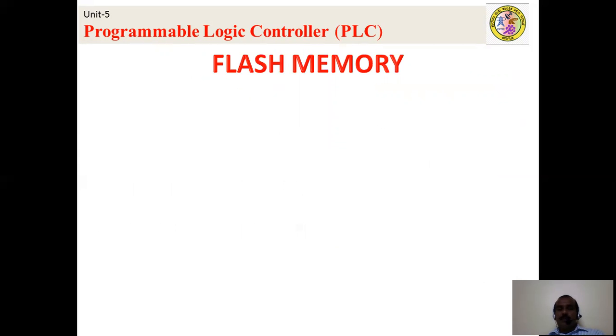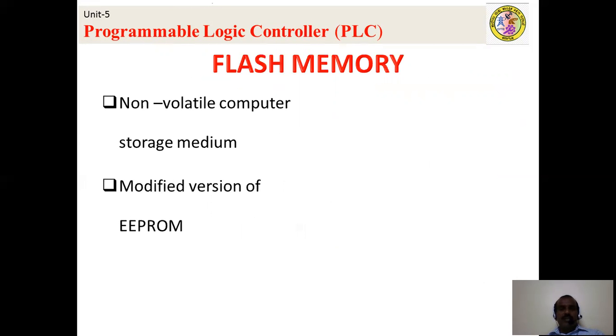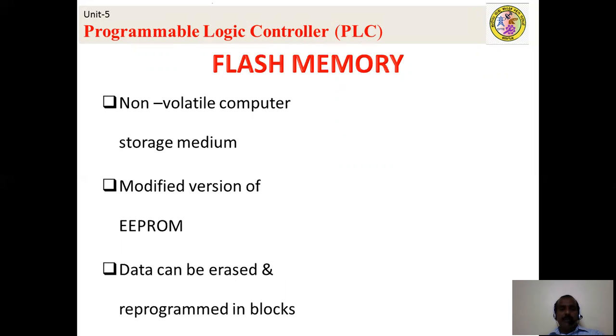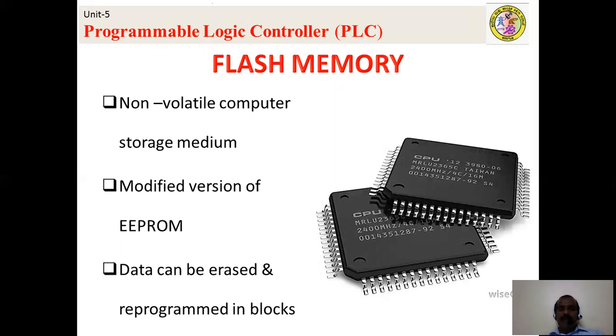The next type of memory is the flash memory. Flash memory is a non-volatile computer storage medium. It is the modified version of EEPROM. Data can be erased and reprogrammed in blocks in flash memory.